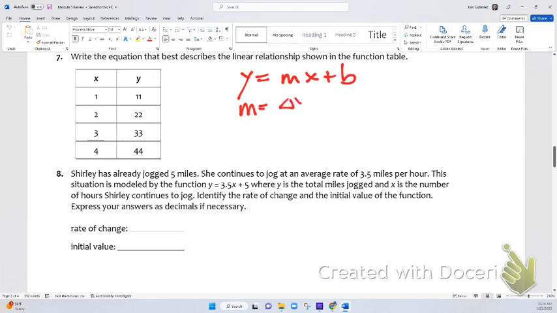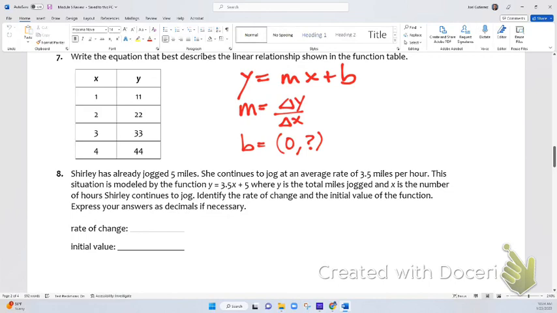Remember that the m is the change in y over the change in x. How do you find the b? When x is 0, the y value is your b. So we're going to need to find both of those in order to create this equation.